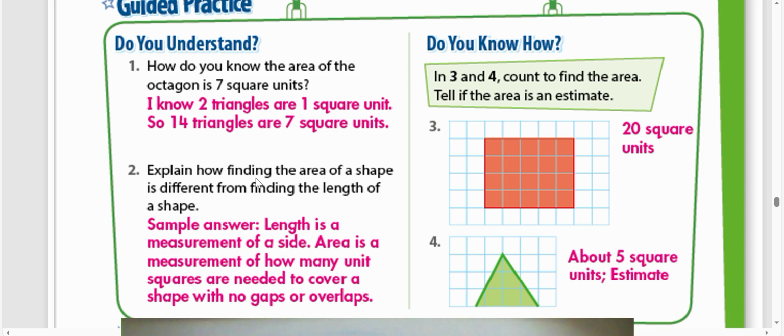And explain how finding the area of a shape is different from finding the length of a shape. Simple answer: length is the measurement of a side. Area is the measurement of how many unit squares are needed to cover a shape with no gaps or overlap.